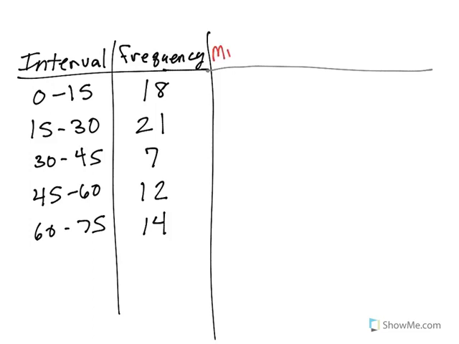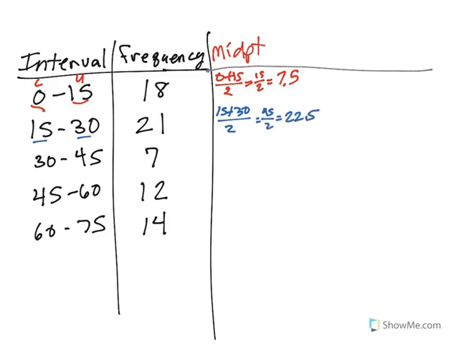So first we're going to find the midpoint. For the first interval, 0 is the lower and 15 is the upper. So I'm going to take 0 plus 15 and divide by 2. This is the midpoint formula. So 15 divided by 2 gives me 7.5. To find the next one, I would take 15 plus 30 divided by 2. Again, 15 plus 30, so I would have 45 divided by 2, which is 22.5.